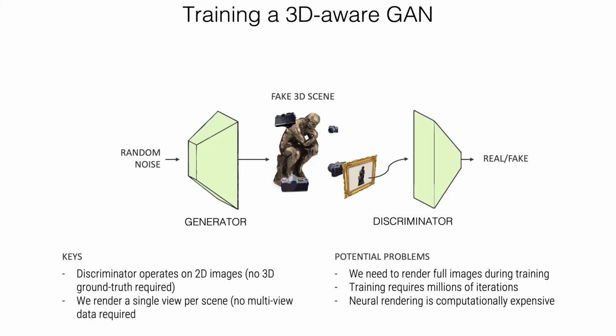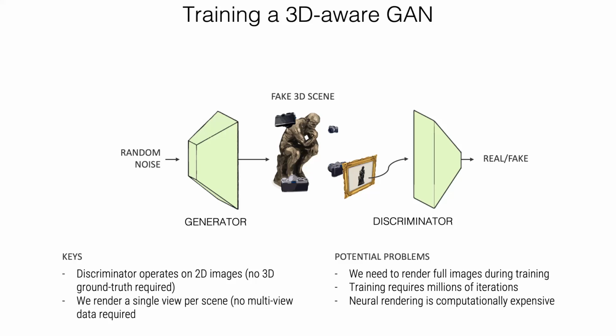There's a couple of key messages here. The discriminator operates on 2D images. We don't need 3D data. And that's important because that's the only way we can use existing single view data sets to train this, such as FFHQ.